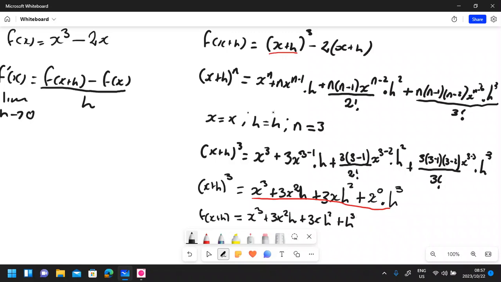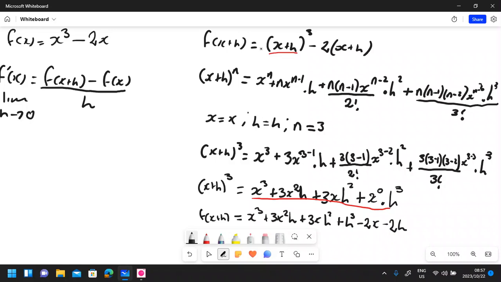And then now remember here we have negative 2, so we have to multiply by negative 2 throughout to get rid of the bracket. So let's do it. Minus 2 multiplied by x is going to be negative 2x, and then minus 2 multiplied by h is going to be negative 2h. So this right here guys, this is f of x plus h. Now this is the whole thing here. As you can see, this is the whole thing, f of x plus h. This is it right here.